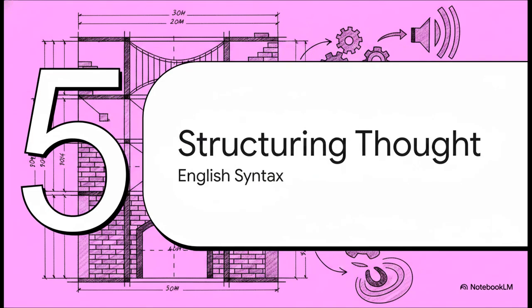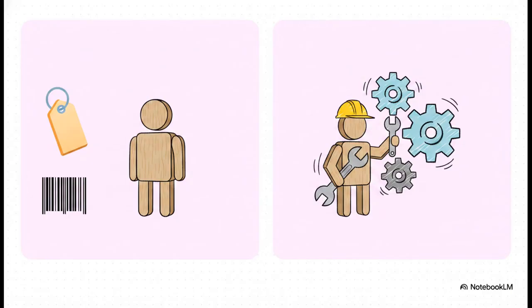Which brings us to Section 5, Syntax, Structuring Human Thought. If morphology is the bricks, then syntax is the architectural blueprint of the whole building. To really grasp this, we have to clear up a major point of confusion for students. Words in sentences carry 2 distinct types of labels, formal and functional. Formal labels, like noun, verb, adjective, describe what a word inherently is.